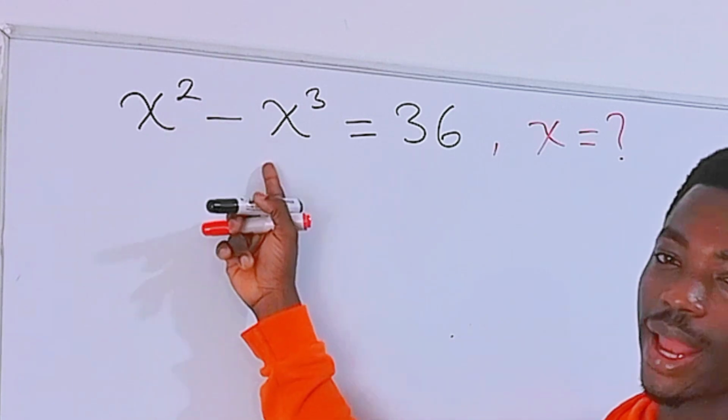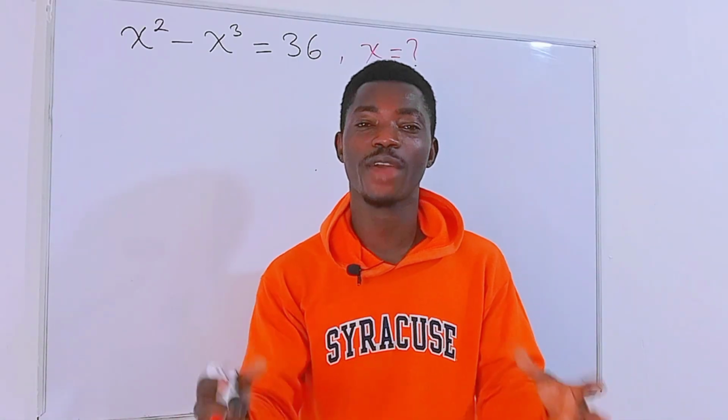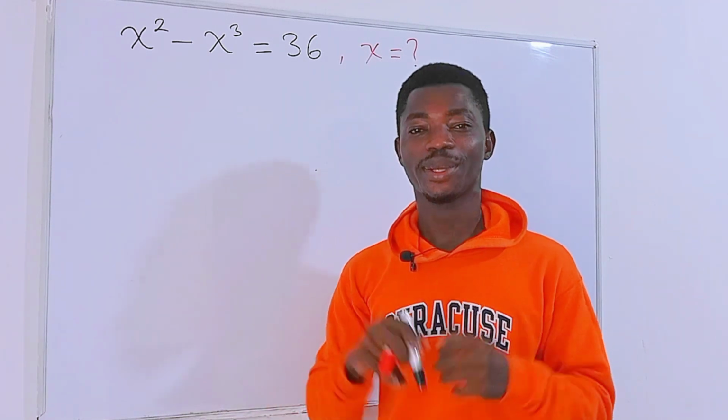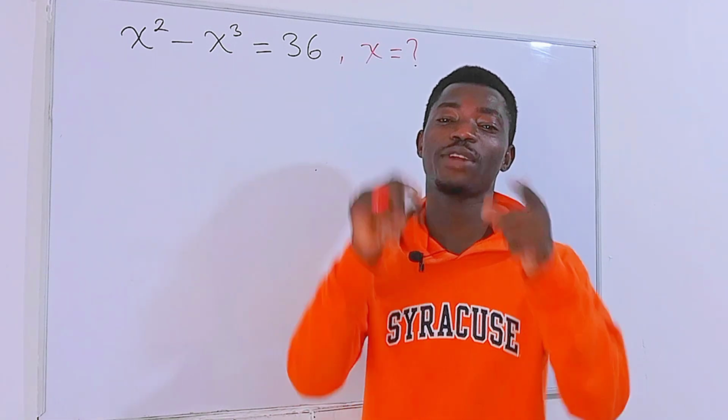x to the second power minus x to the third power is 36. And we have to figure out the value of x that will satisfy this equation. Pretty interesting question. Feel free to pause the video and give it a try first.